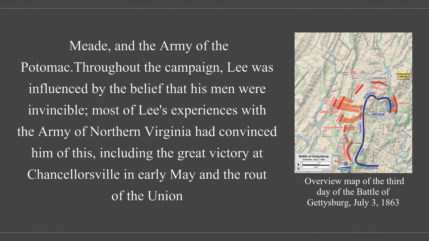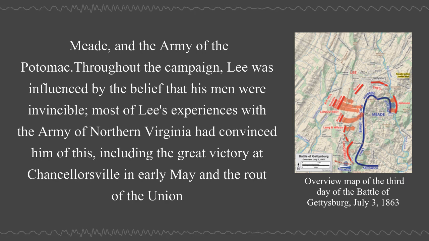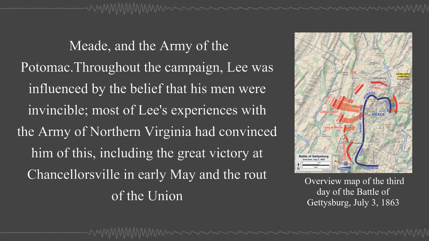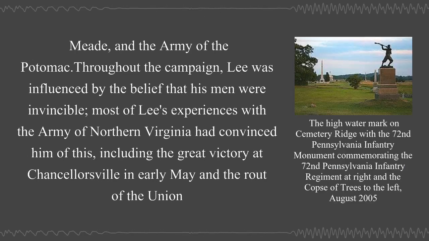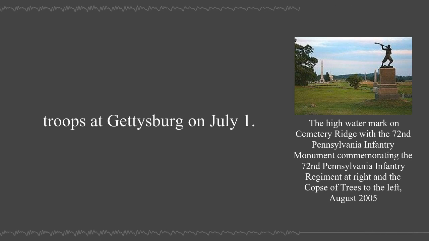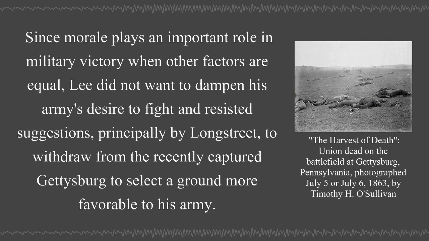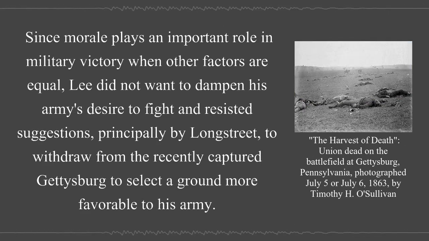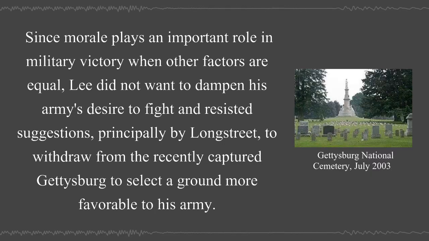Throughout the campaign, Lee was influenced by the belief that his men were invincible. Most of Lee's experiences with the Army of Northern Virginia had convinced him of this, including the great victory at Chancellorsville in early May and the rout of the Union troops at Gettysburg on July 1. Since morale plays an important role in military victory when other factors are equal, Lee did not want to dampen his army's desire to fight and resisted suggestions, principally by Longstreet, to withdraw from the recently captured Gettysburg to select a ground more favorable to his army.